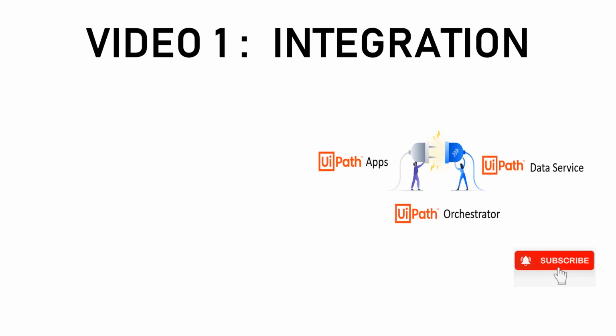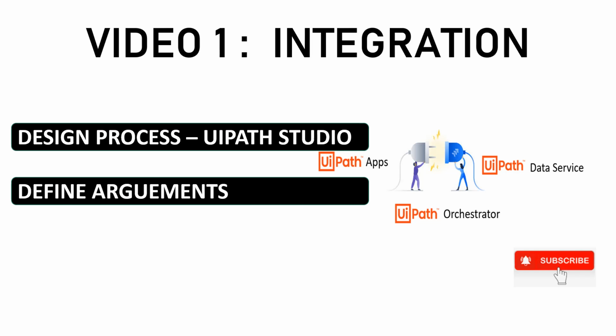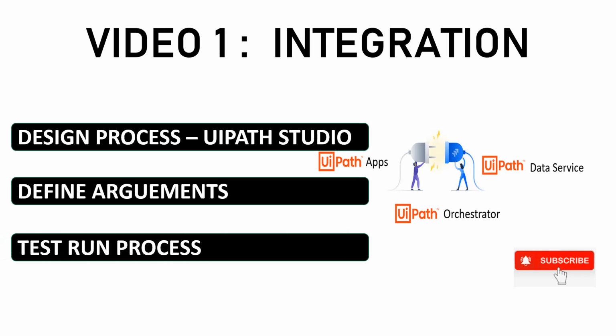So let's see the agenda for this video. Here we are going to start by designing the process in UiPath Studio. This will include the scraping of the data from the website and putting it in a data table. Next we'll define the arguments in this workflow. These arguments will then be used by the Orchestrator, which in turn will be used by UiPath Apps to communicate between the different components. We'll do a test run of the process in this video.